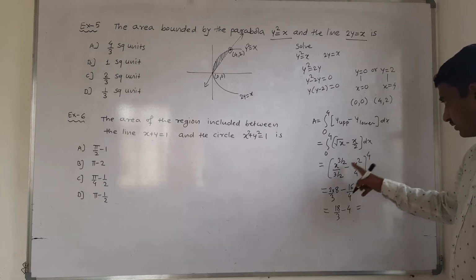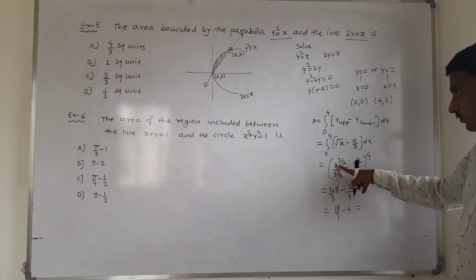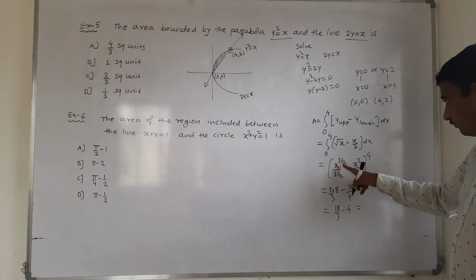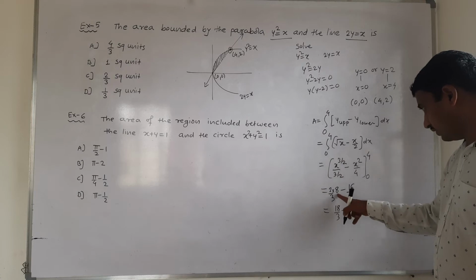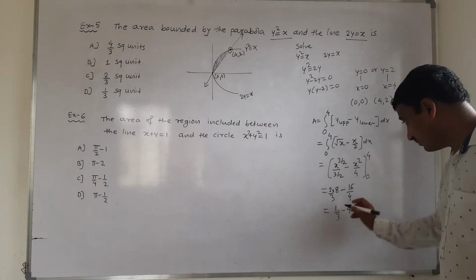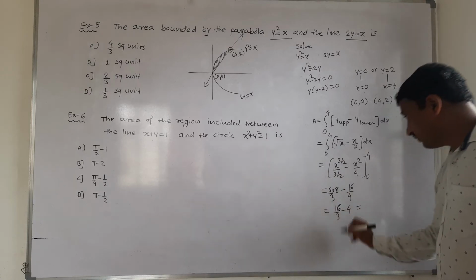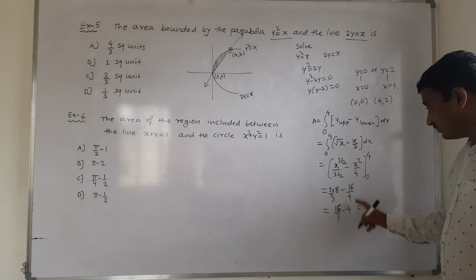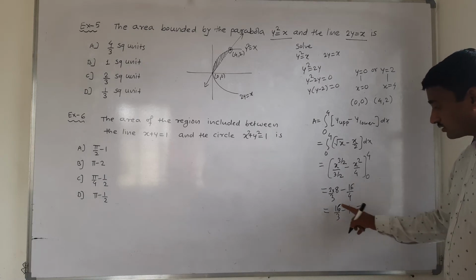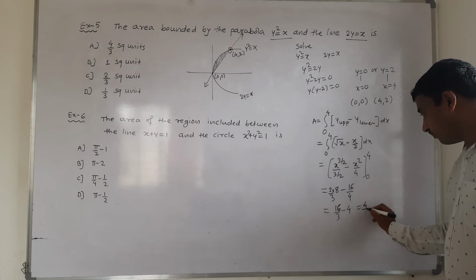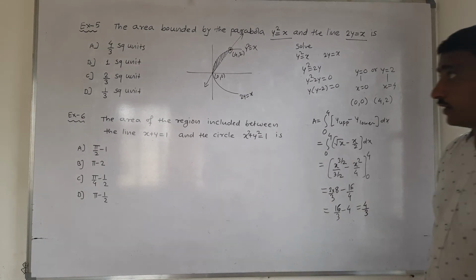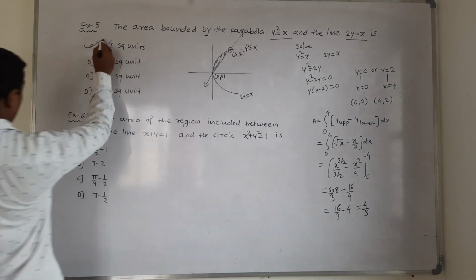Check again, x equal to 4, 4 raised to 3 by 2 is 8, 8 into 2, 8 2s are 16, sorry, 16 by 3. Then 3 4s are 12, 16 minus 12 is 4, so 4 by 3 square units. That is option A.